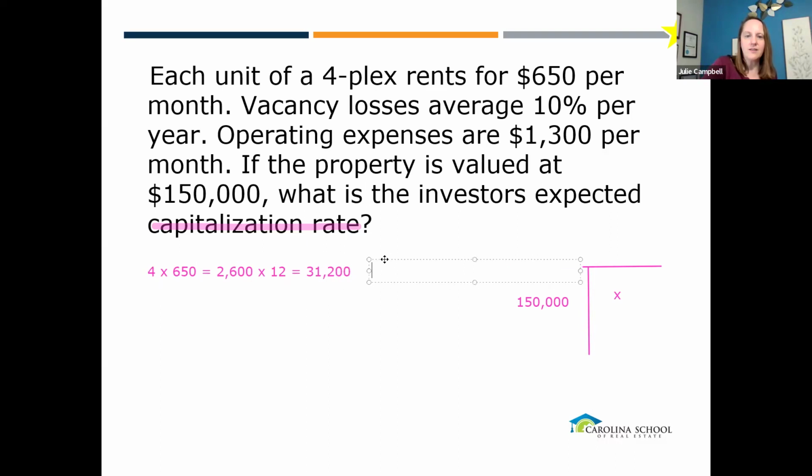This is our PGI. If I were collecting $650 from all 4 of these units every single month this year, how much am I collecting? $31,200. The PGI is the dream. 100% occupancy, 100% of the time. Questions so far?